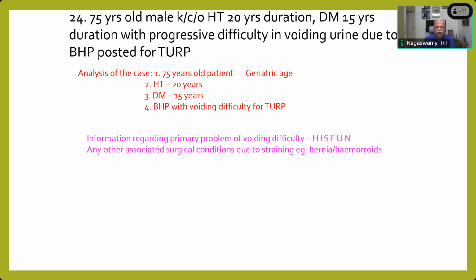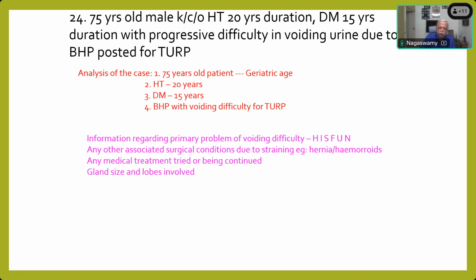And any other associated surgical conditions like hernia and hemorrhoid, because these patients usually strain a lot to pass, especially when they have a very thin stream. They always increase the abdominal pressure by straining. So then they develop hemorrhoids or a hernia. Any medical treatment tried or being continued, that is another history that we have to ask. And whether the surgeon has told him about the gland size and the lobes involved.